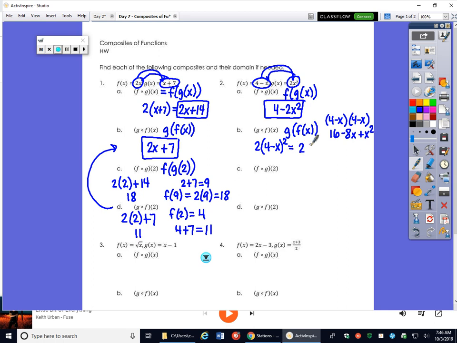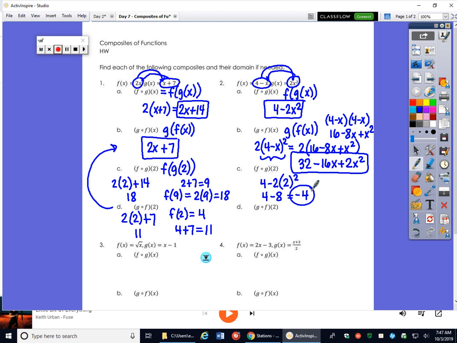And so this is going to be 2 times that, because what we just did was this piece right here. So 16 minus 8x plus x squared, and we have to multiply that by 2. So that's going to be 32 minus 16x plus 2x squared. And that would be your g of f of x. So f of g of 2, we've already found f of g of x, and that was 4 minus 2x squared, and now we're going to put a 2 in where the x is, so 4 minus 2 squared. So this becomes 4 minus 8, which would be equal to negative 4.